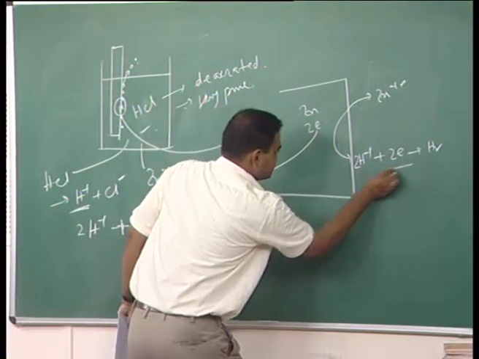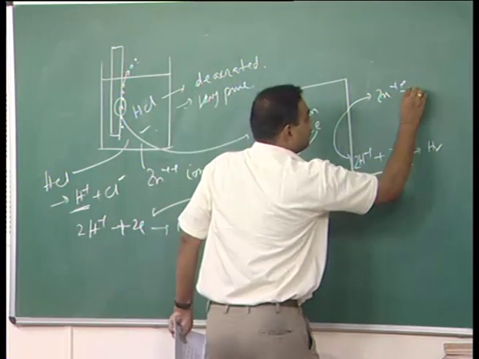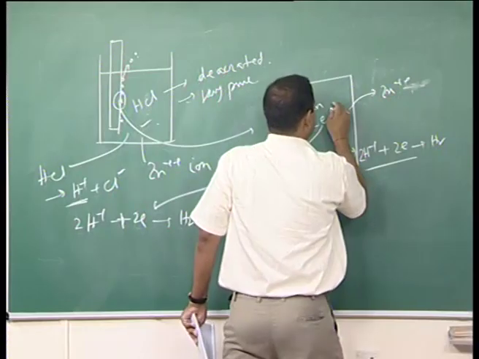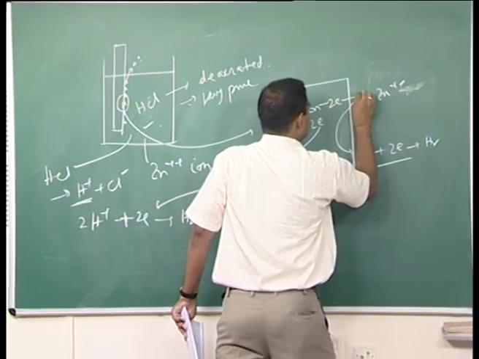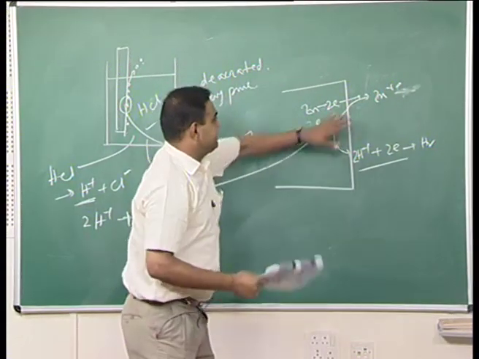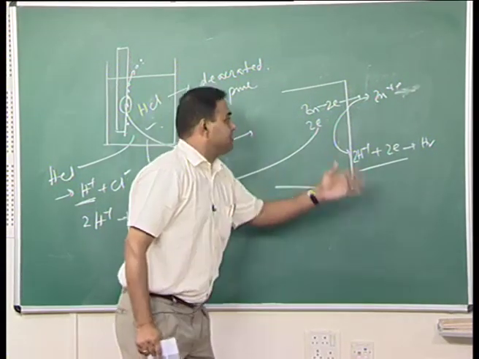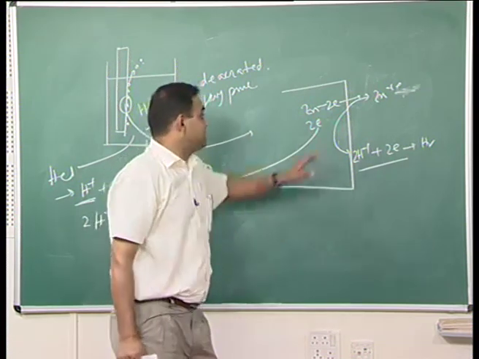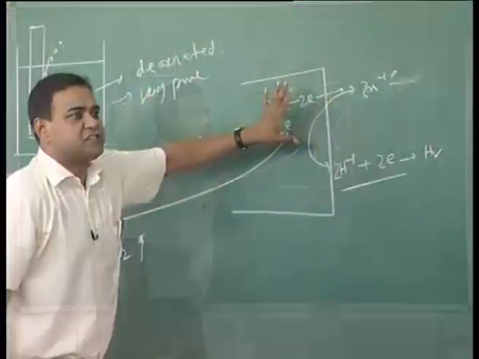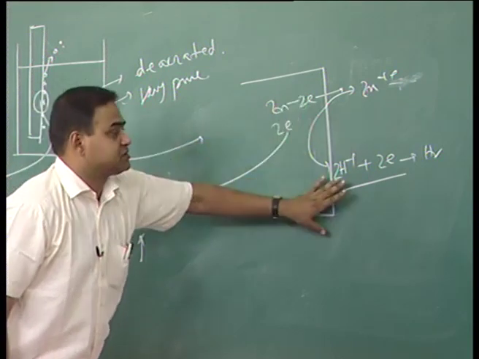The electron accepting reaction is this one. The electron which is being left out by the metal, that is here, you are basically leaving 2 electrons from the zinc atom. So what is this process? This process is nothing but anodic, and this process is cathodic.